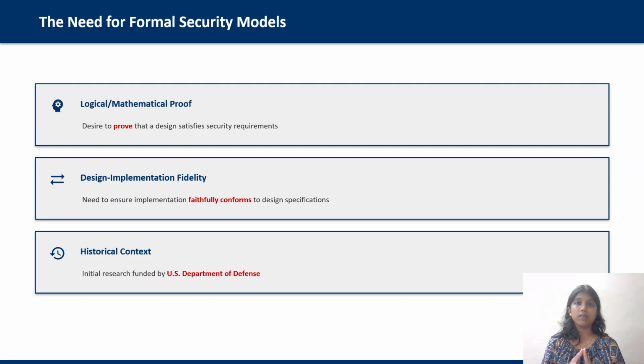So, why formal models? We need mathematical proof that a design meets security goals. Also, we must ensure that the actual system design is faithful to the model. The US Department of Defense funded early research here. Even today, these models give us discipline and clarity in defining security requirements. So first is logical or mathematical proof, the second is design, implementation, and fidelity, and the third one is historical context, where the initial research was funded by the US Department of Defense.